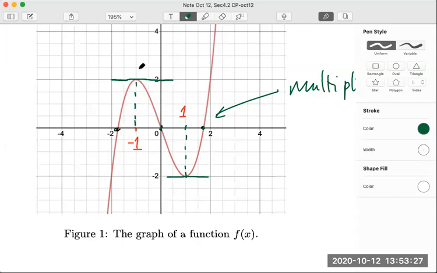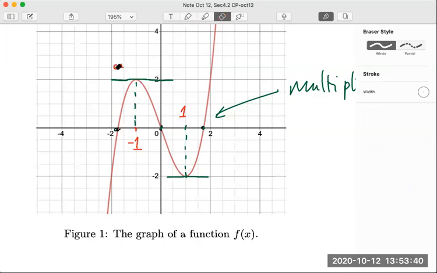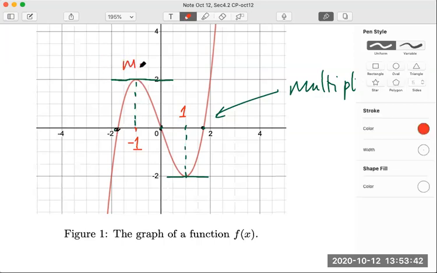And by looking at the graph, is it a maximum or minimum here? Yes, local maximum, right? Or just write max here. How about this guy? Yes, local min. Okay.